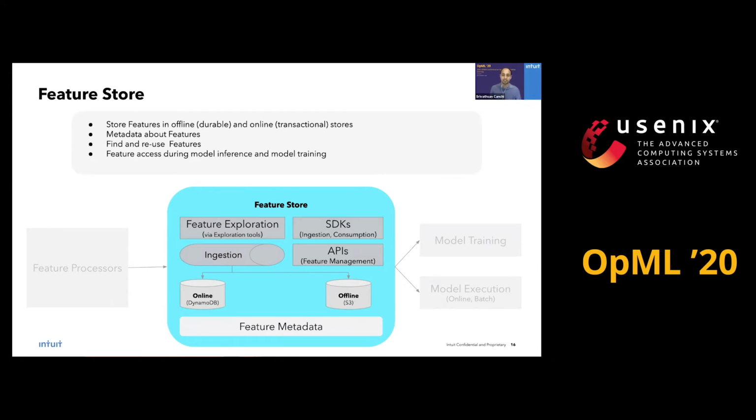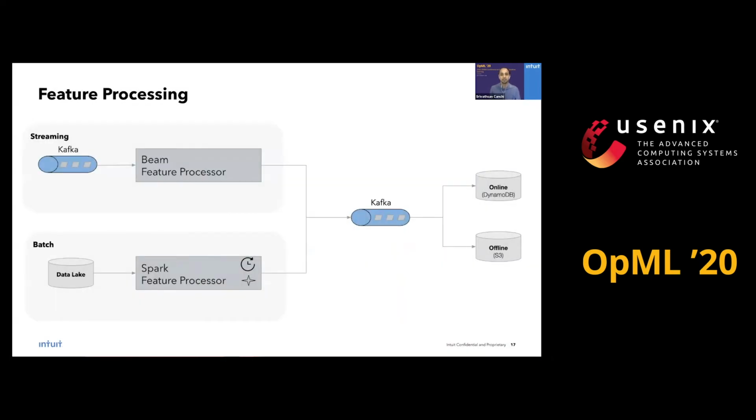Feature processing is a key component to produce great features as well. To that end, we have two platforms that enable feature processing in two different contexts. The first is a stream processing platform, which has high throughput beam-based stream processing capabilities that produce features to the feature store in near real time.